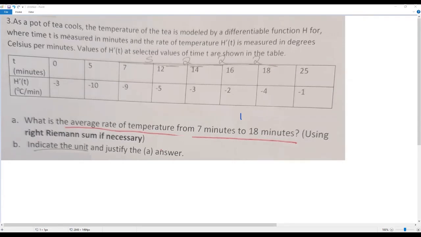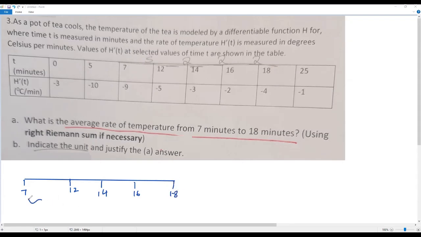Okay, for that, let me draw a number line. The starting value is 7 and the ending value is 18. Let me mark 7 over here. According to the table, after 7 we have 12, with a distance of 5 units. So we can mark 12 over here. Then we have 14, we have 16, and we have 18.